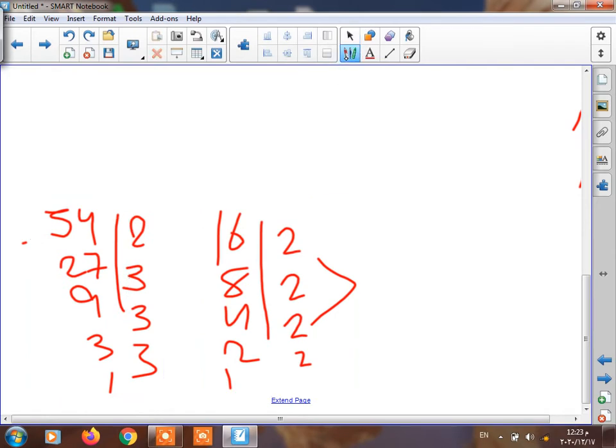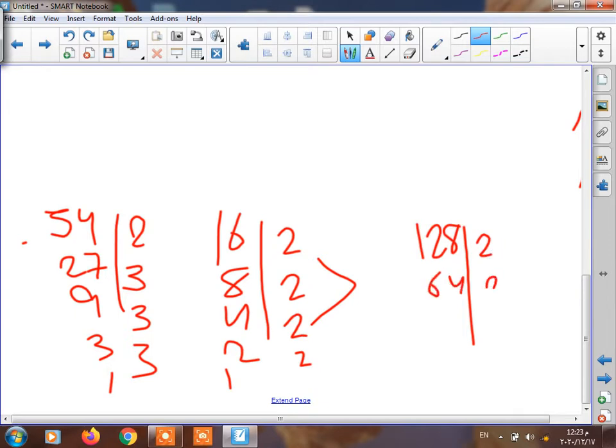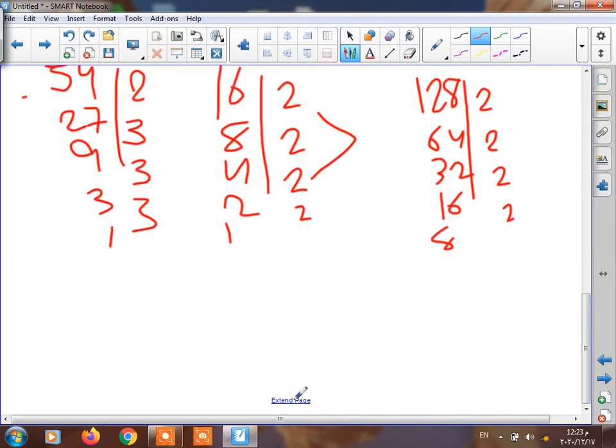Factorize 128. Divided by 2, 64. Divided by 2, 32. Divided by 2, 16. Divided by 2, 8. Divided by 2, 4. Divided by 2, 2. Divided by 2, 1.